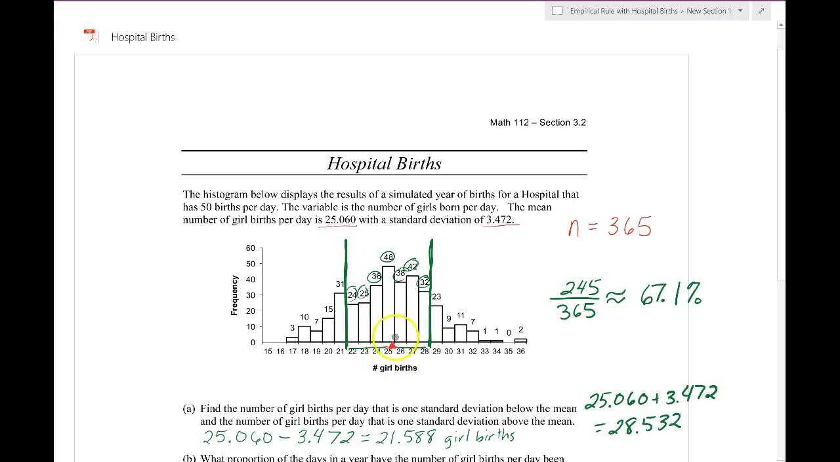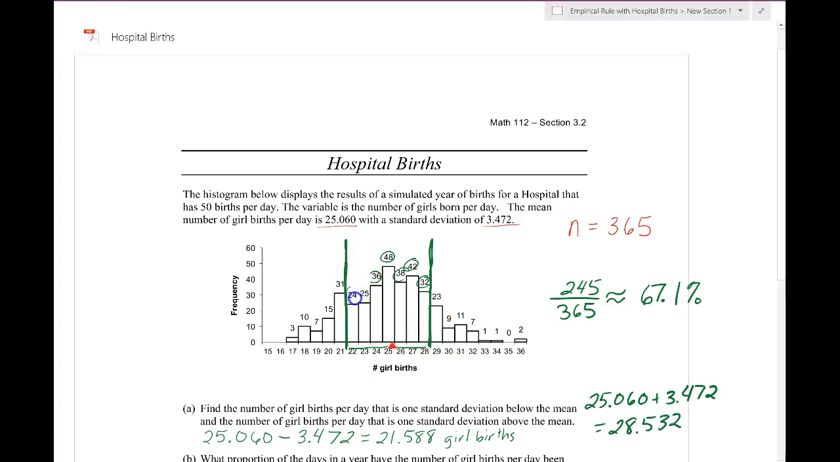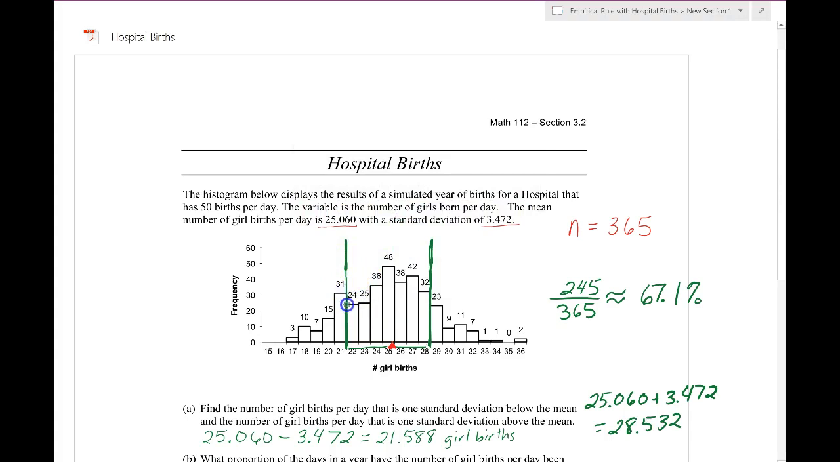So 67% of the data were between 22 girl births and 28 girl births. For part C or D, we're going to move on and take this even further. That was just 1 deviation away. I'm going to erase these so it doesn't get too crazy, but I'm going to leave the limits, just because they're nice to see here. So there are the limits of my 1 deviation away.